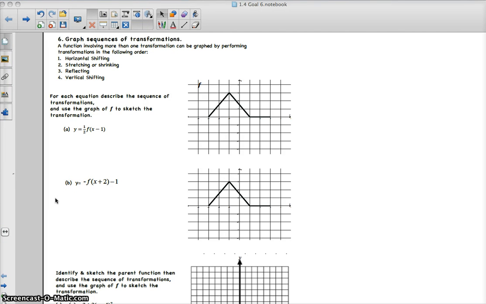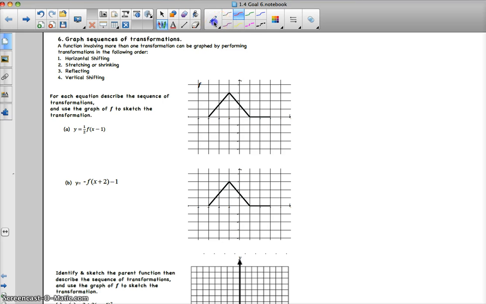This is section 1.4, problem number 6, graph sequences of transformations. I want to make sure that you notice that when you graph more than one transformation at a time, it's important that you follow this order. Horizontal shifting first, then stretch and shrink, reflecting, then vertical shifting. I like to list the transformations before I start making them. If you'd rather not do that, that's fine. But I think it's helpful to list the transformations.